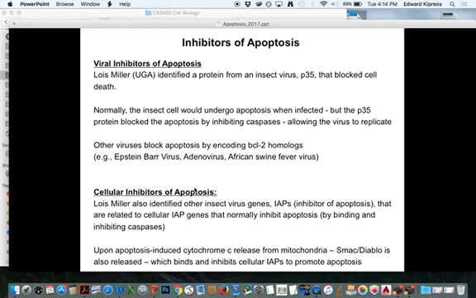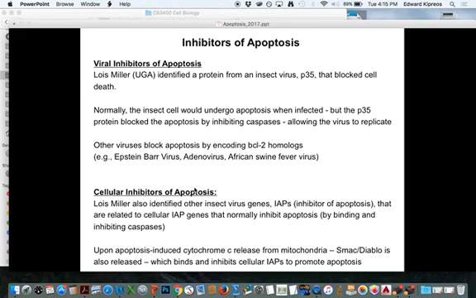And when she knocked out this one gene, the cells killed themselves. She said, whoa, if I knock out that virus gene, the cell kills itself. Okay, it was killing itself through apoptosis. So basically what that one gene was doing was preventing the cell from killing itself. So it was an inhibitor of apoptosis. And then they went on to show that while that was a virus-specific protein, there were cellular inhibitors of apoptosis that were doing the same thing.